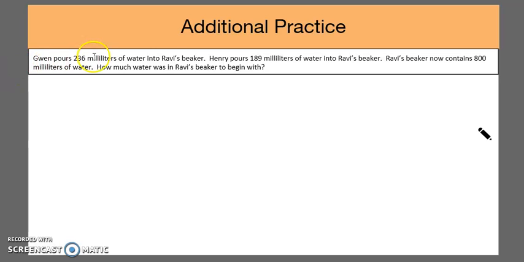We know that Gwen pours 236 milliliters of water into Ravi's beaker. Henry pours 189 milliliters of water into Ravi's beaker. Ravi's beaker now contains 800 milliliters of water. How much water was in Ravi's beaker to begin with? So we can allow students to do the same process by annotating, reading the problem, and deriving information from it. On the next slide, I provided a step-by-step and actual visual that will help us with this process.